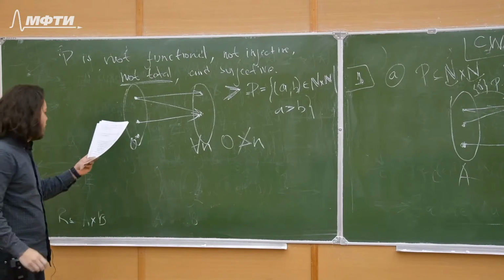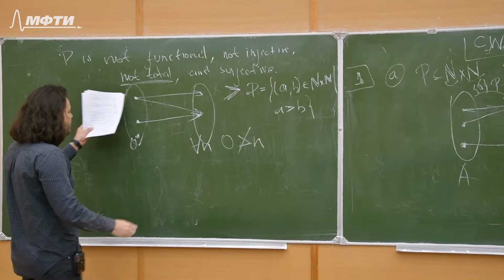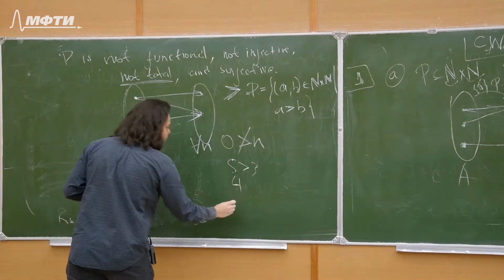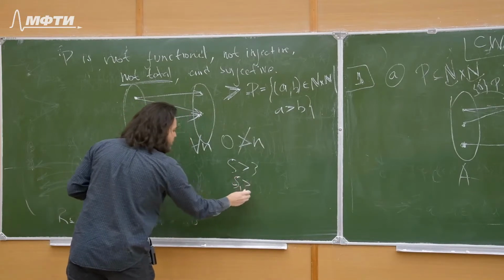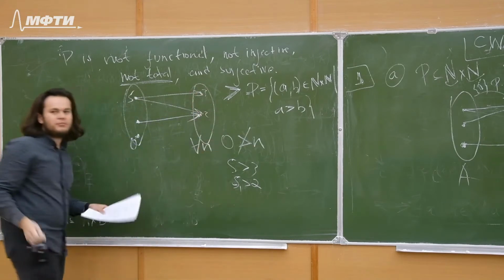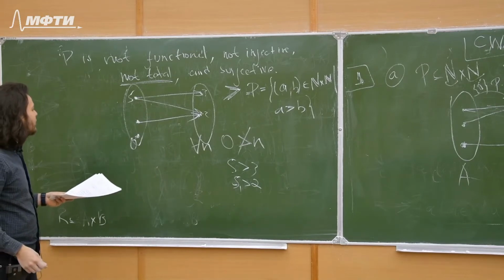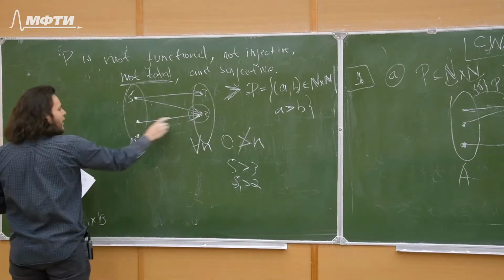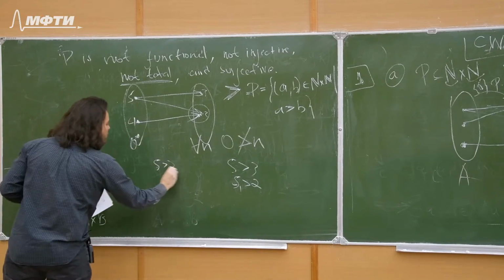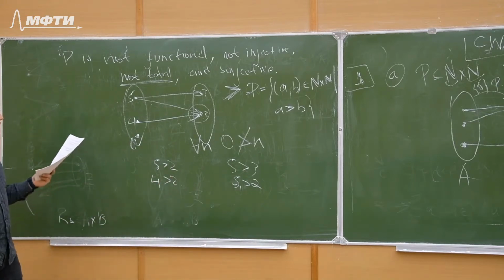Good. Now, not functional, because, for example, we can have that 5 is greater than 3, and we can have that 5 is greater than 2. So this is 5, for example, and this is 3 and 2. So this is not functional. And not injective, because, for example, for this one, we can have here 2 and we can have here 4. So that 5 is greater than 2 and 4 is greater than 2. So it's not injective.